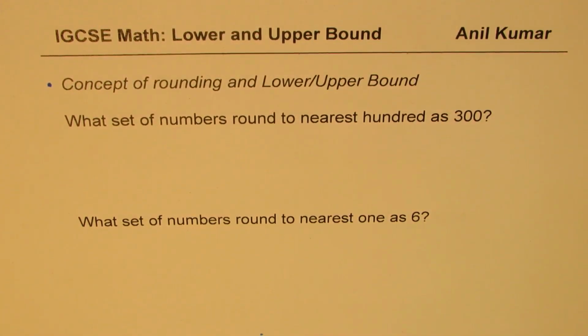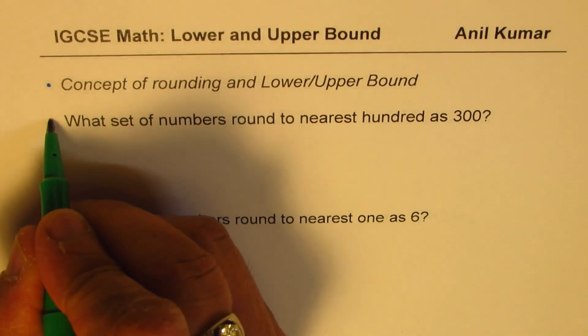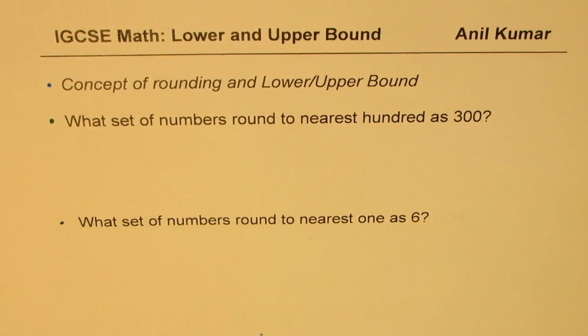First one is, what set of numbers round to the nearest 100 as 300? And the second question here is, what set of numbers round to nearest 1 as 6, right?